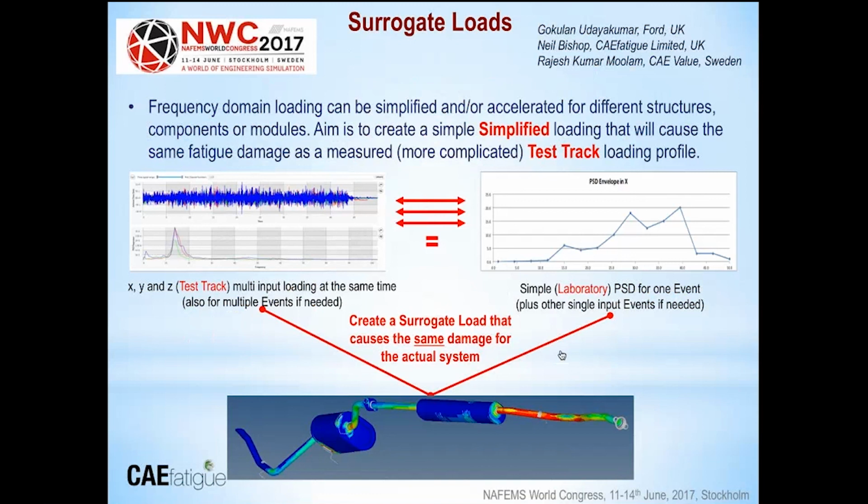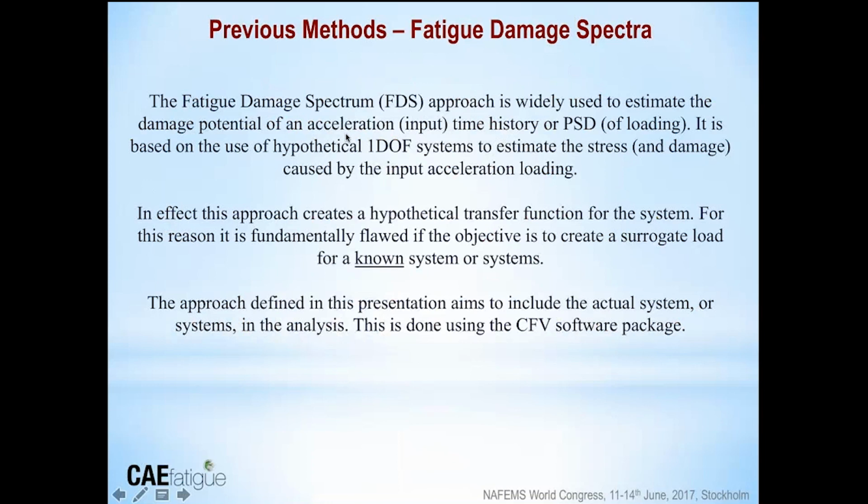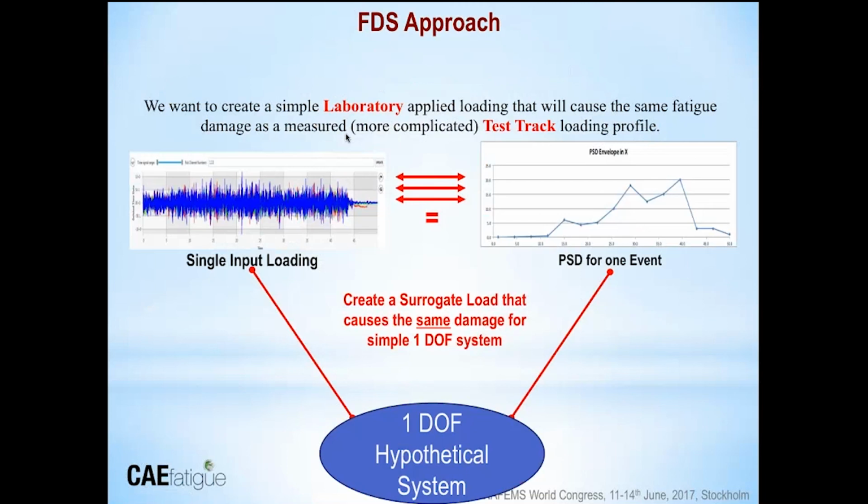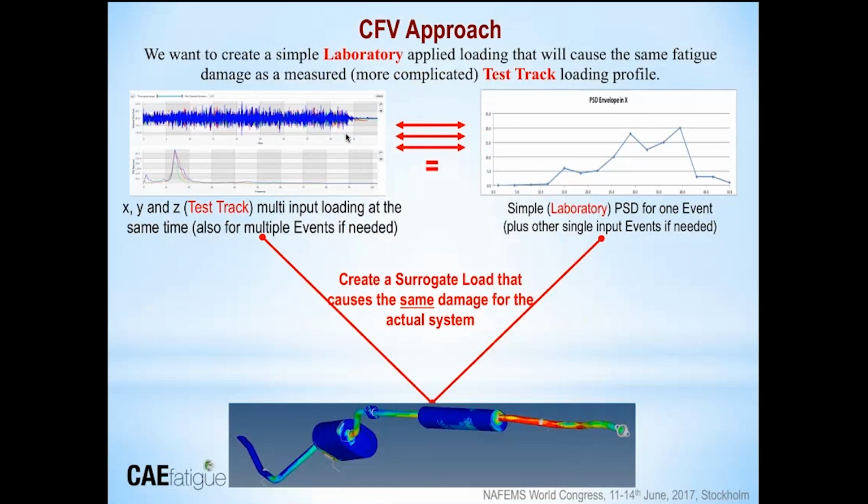Surrogate loads is our way of creating equivalent simplified loads that do the same damage as more complex multi-input, multi-event loads. You may have heard of something similar. Fatigue damage spectra are a way of calculating equivalent damage inputs, but the fatigue damage approach applies to hypothetical systems. So the difference between what we're doing now and what fatigue damage spectra try to do is that we do it for real systems. So we're able to calculate equivalent loads that do similar damages to complex multi-input, multi-channel loads at various monitoring points on the structure, and we can do that in an optimization process.